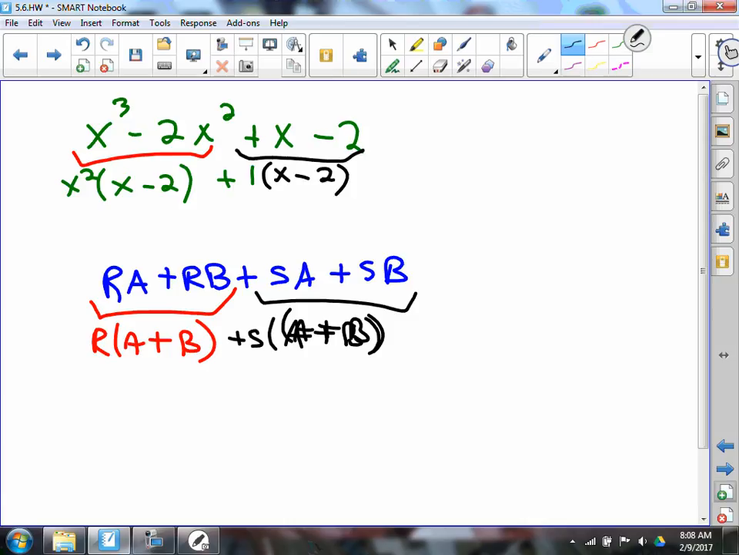So the last step of factoring by grouping is that this and this combine forces. It's kind of like the Mighty Morphin Power Rangers. You know, when they all team up and they become one super Megazord.